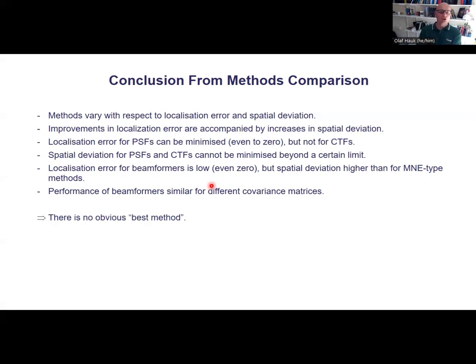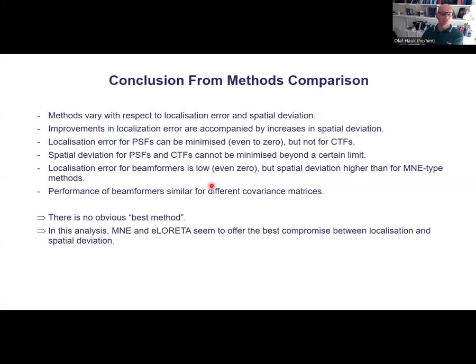An easy conclusion is there is no obvious best method. I'm afraid I can't really recommend anything specific here. In this analysis, with a bit more detail in the paper, I would say the classic MNE and E-Loretta seem to offer the best compromise between localization and spatial deviation. I find MNE easier to interpret. E-Loretta is a bit more complicated. So the simplest is usually the best. My personal preference, therefore, would be the classic MNE method.